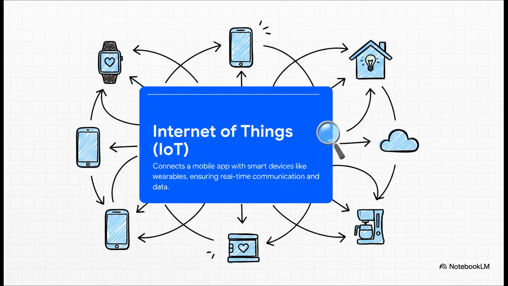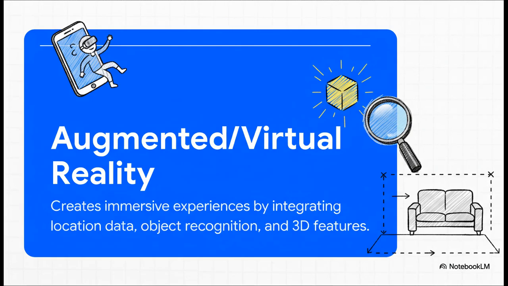Next up is the Internet of Things, or IoT. This is basically the app's nervous system. It's what connects it to the physical world around us. It's how your fitness app gets data from your smartwatch, or how your smart home app turns on the lights before you get home. And finally, there's augmented and virtual reality. This is the app's imagination. It's what creates these immersive experiences that blend the digital world with our physical one. Think of a game where characters pop up right in your living room.